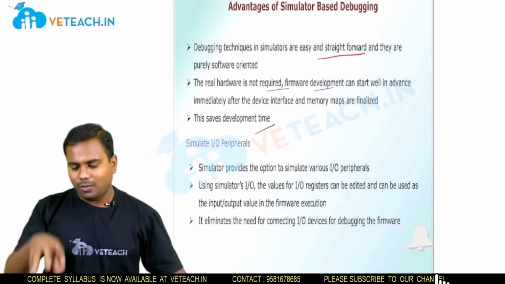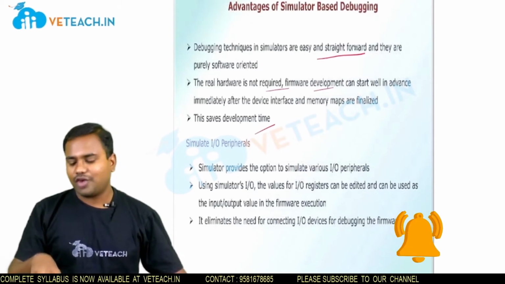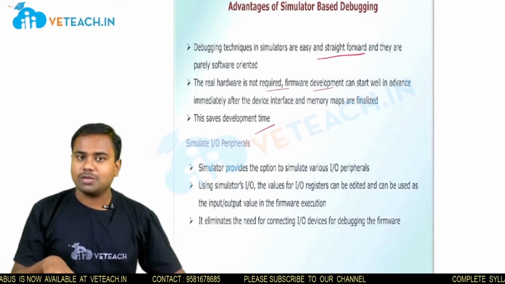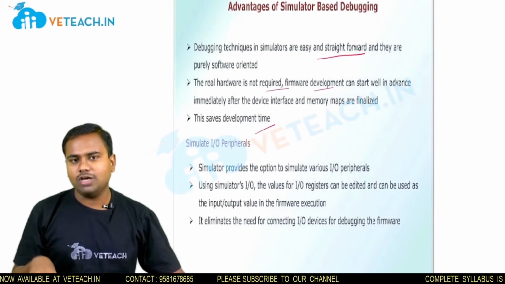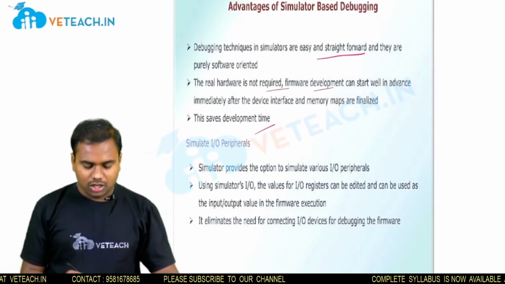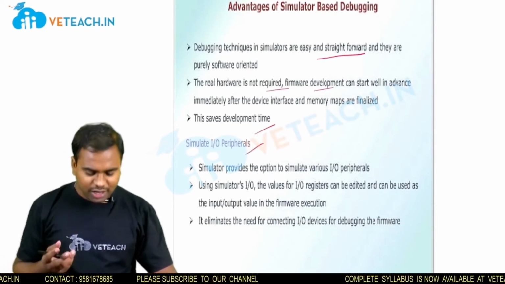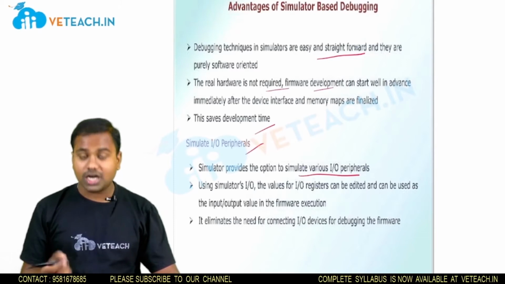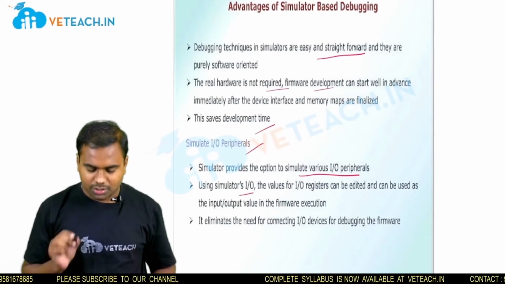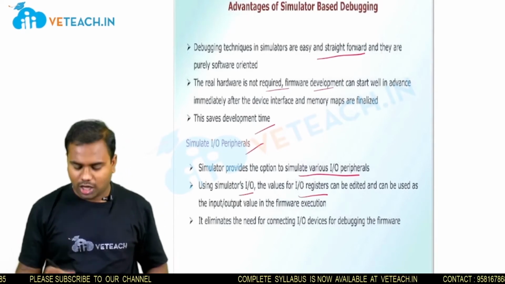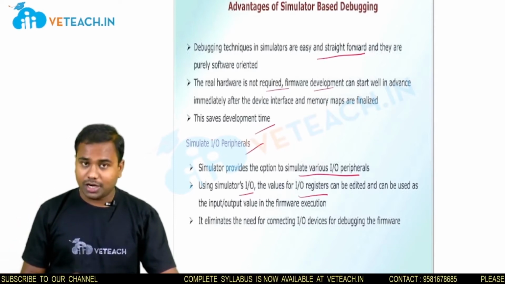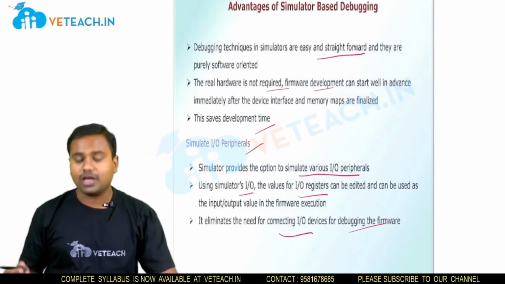Why? Because if I am connecting directly to the hardware, and I get any error, I need to check the entire hardware. But if I am using the simulator, then I can easily check where the error is. Like that I will check and then go to the hardware. And we can simulate the IO peripherals also. The simulator has an option to simulate various IO peripherals, and by using the simulator IOs we can give some values to the IO registers and execute according to our needs. And it eliminates connecting IO devices and debugging in the firmware.